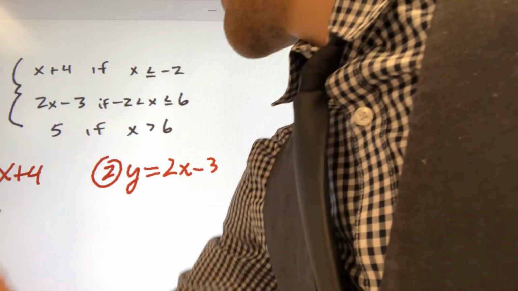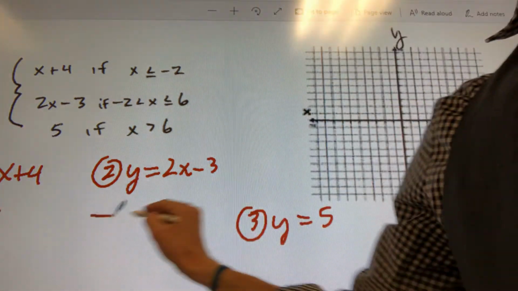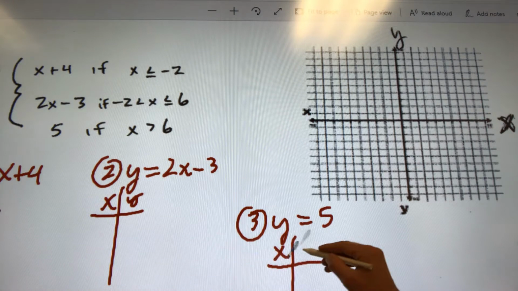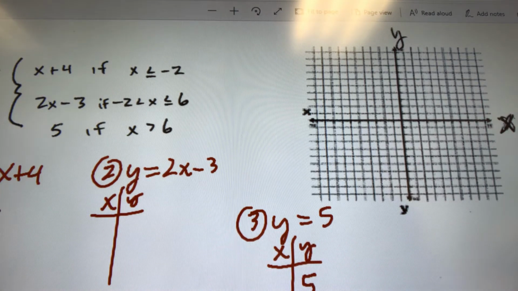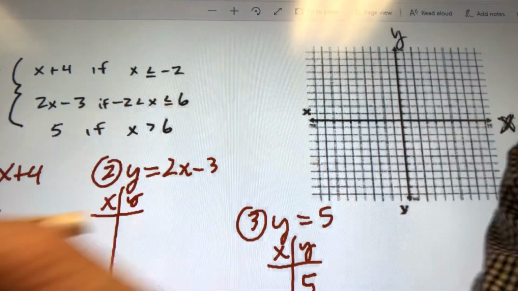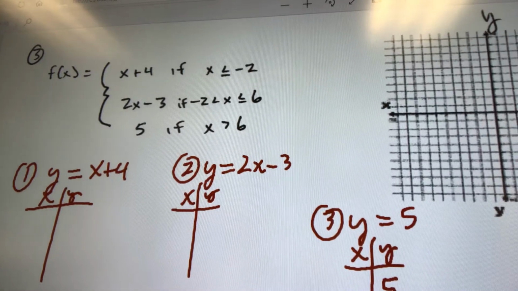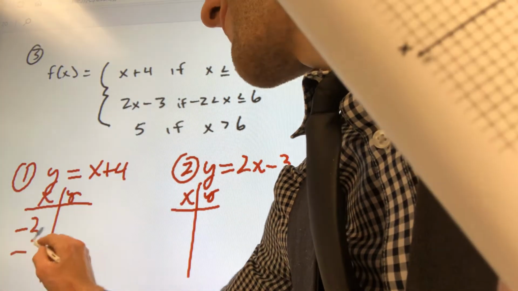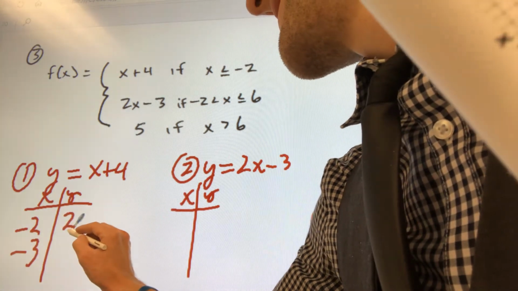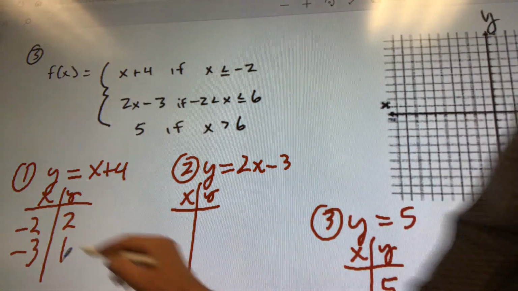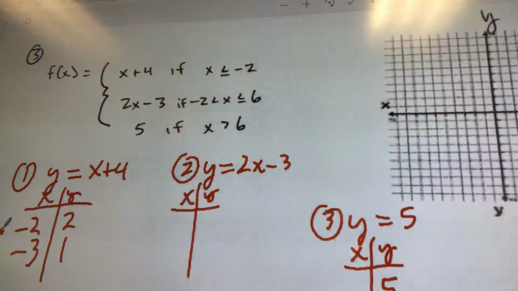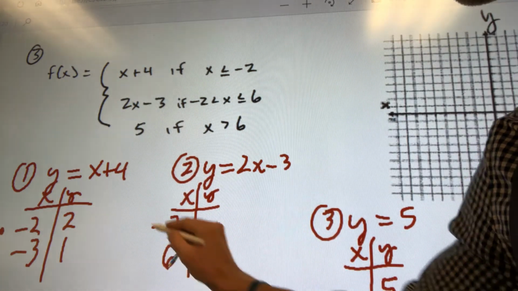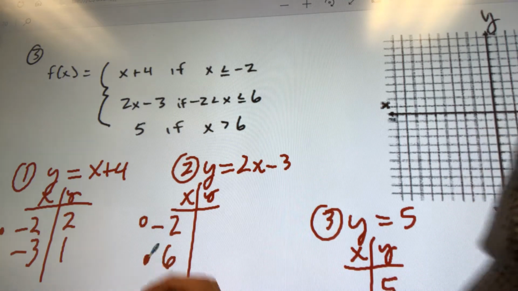I make an x, y table. That's a t table for both. On this last one, I know that y is going to be 5 twice. So on this first one, x is less than or equal to -2, so it can be -2 and -3, not -1. It's going to be a closed circle at -2 too, because you have equality. Then when x is between -2 and 6, open circle at -2, closed circle at 6.